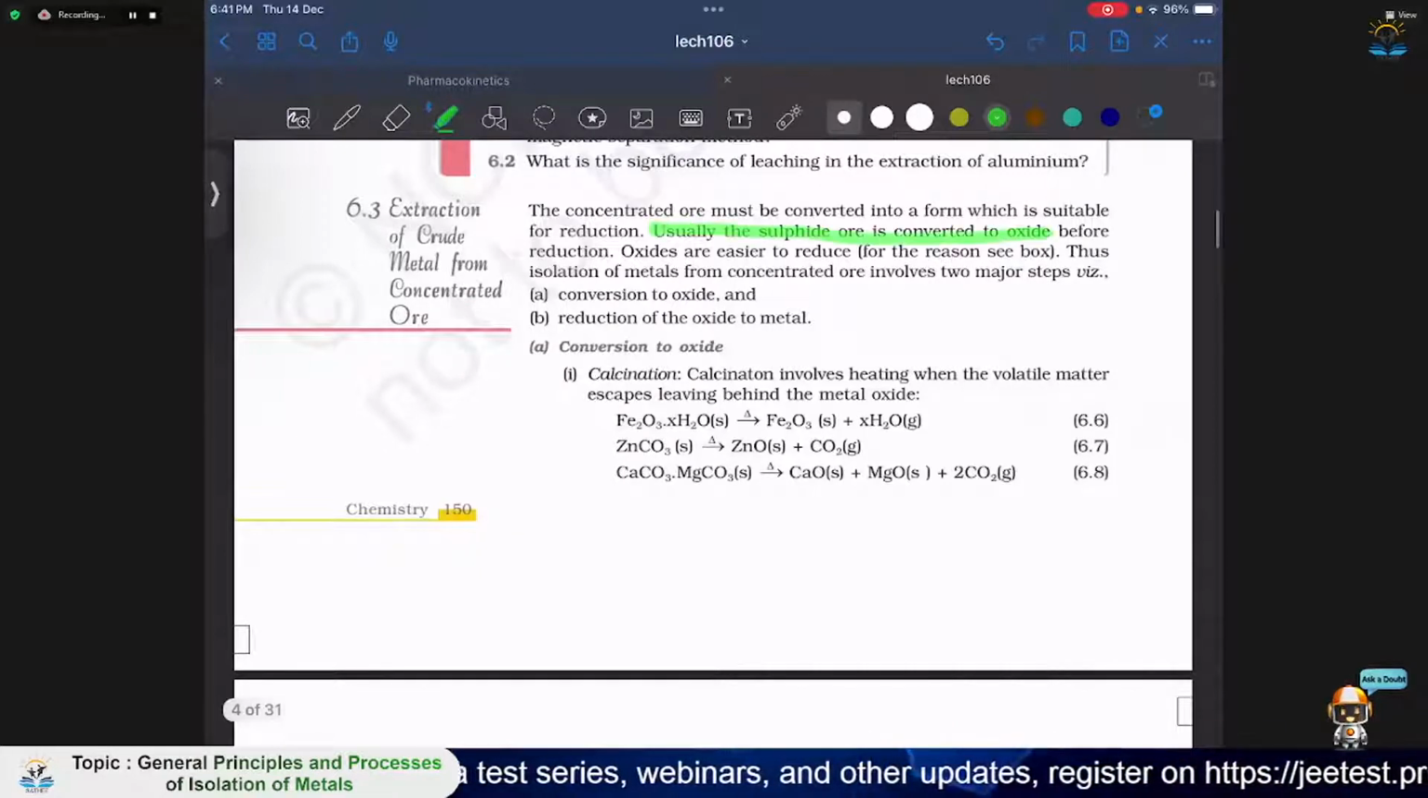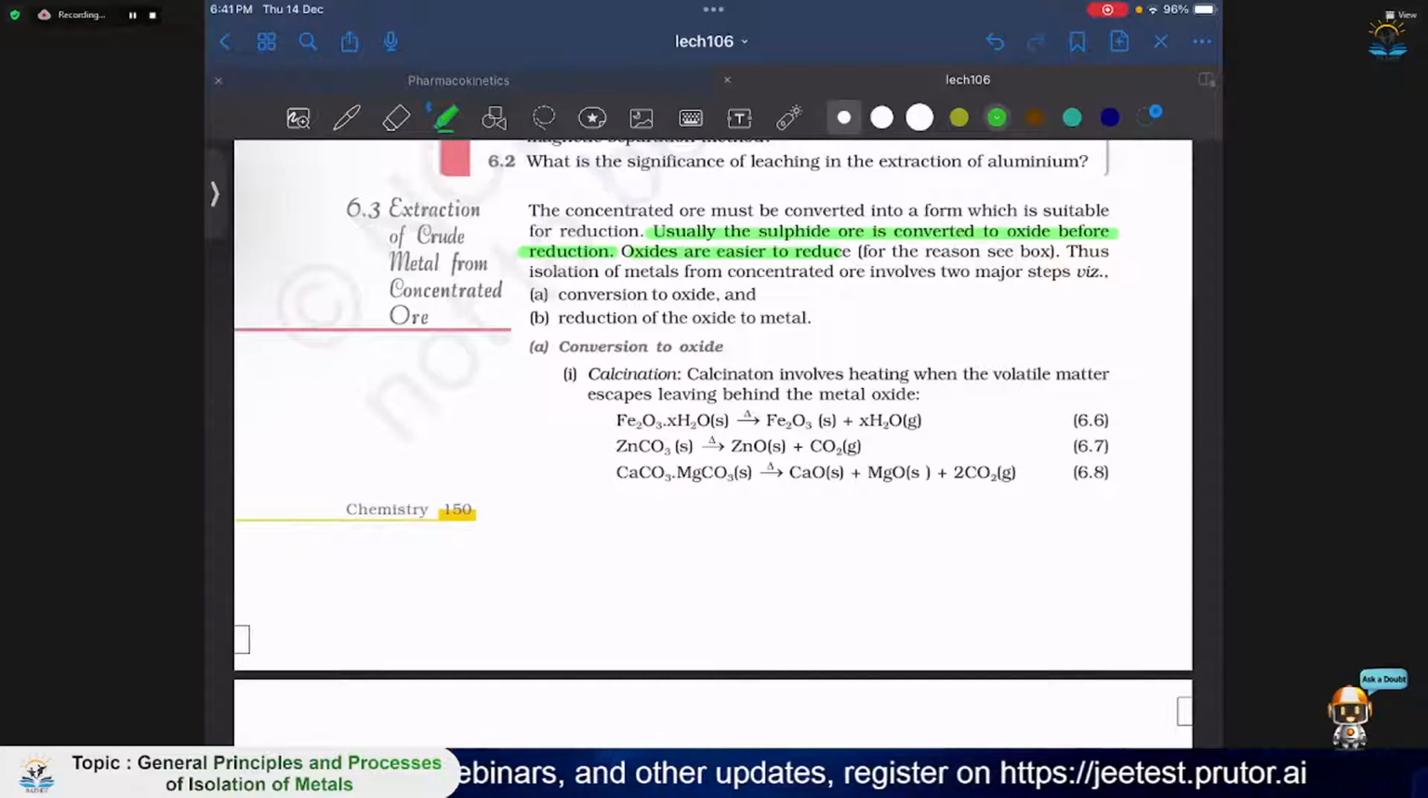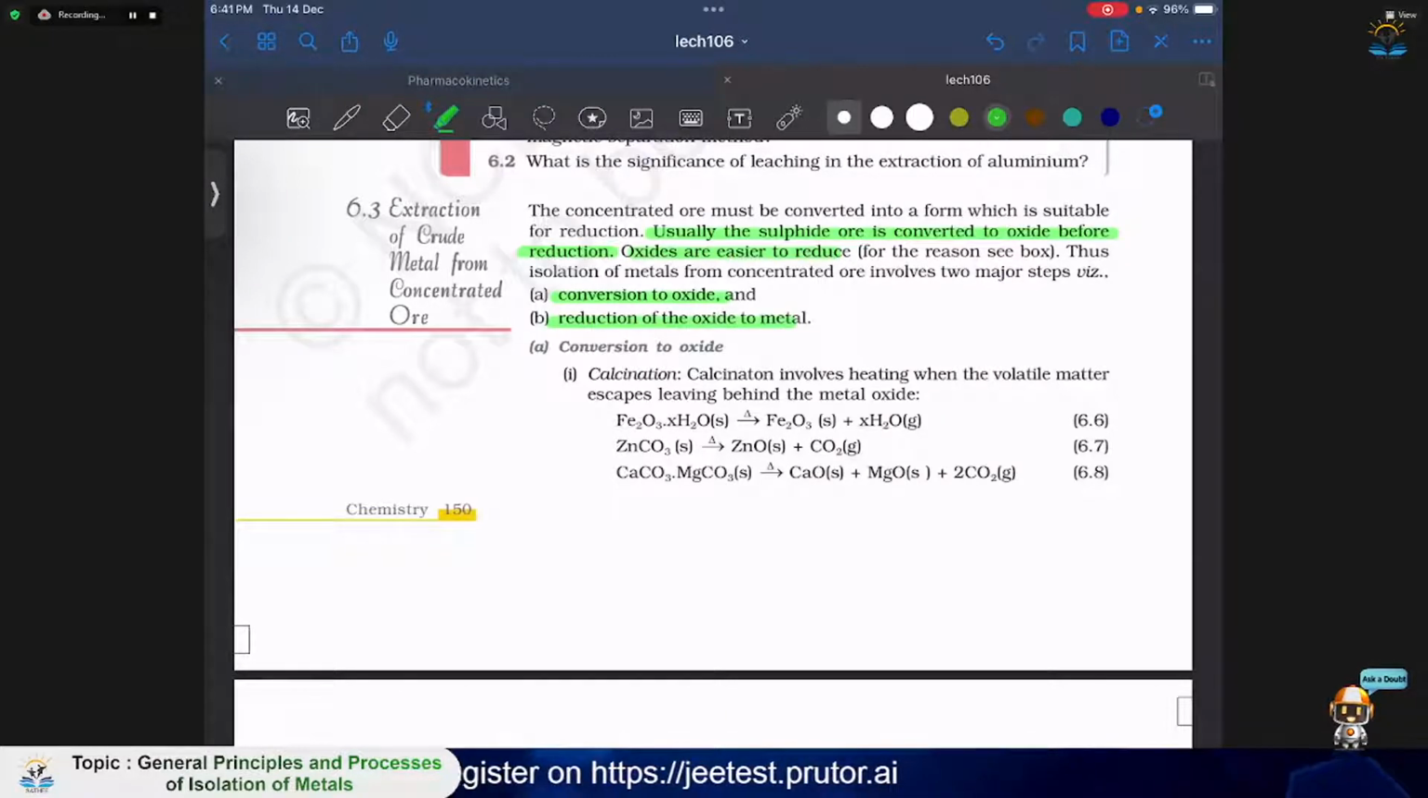Usually the sulfide ore is converted to oxide before its reduction. Oxides are easier to reduce. Thus, isolation of metals involves two steps: conversion to oxide, and reduction of oxide to the metal. Now, any ore you convert to oxide first and reduce the oxide. That is the method everyone follows. Okay.